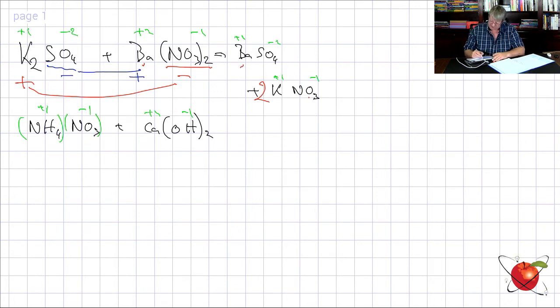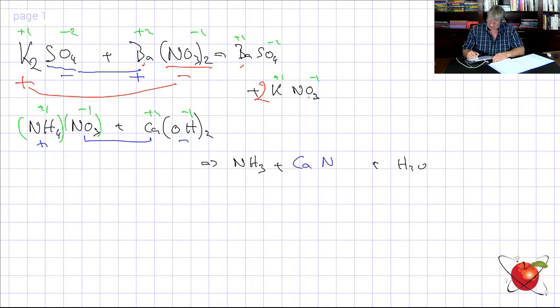So let's say this goes to ammonia, NH3, plus a salt, and water. Well, what salt do you think it is? Well, we said generally speaking, the positive goes off with the negative there, and the negative, chances are it's calcium nitrate, okay? Well, let's have a look. CaNO3, and water, okay? Now let's have a look.